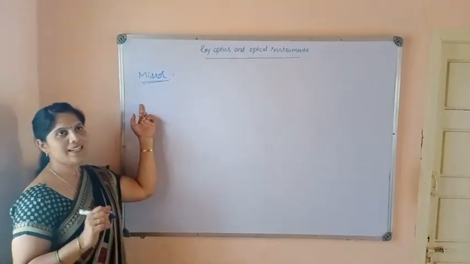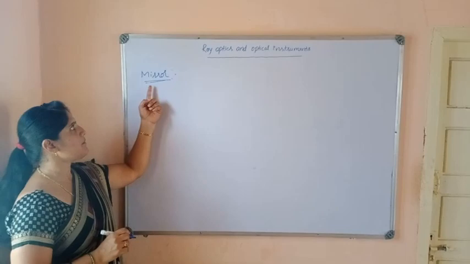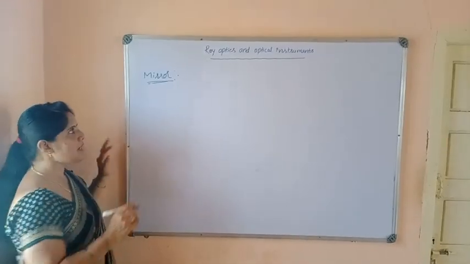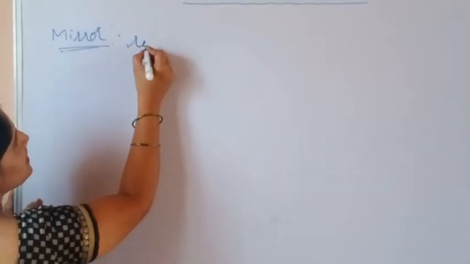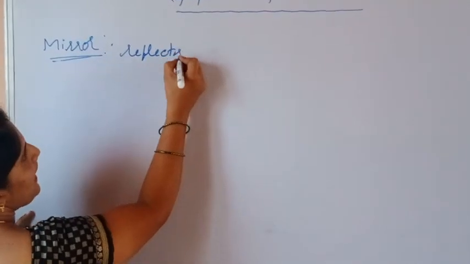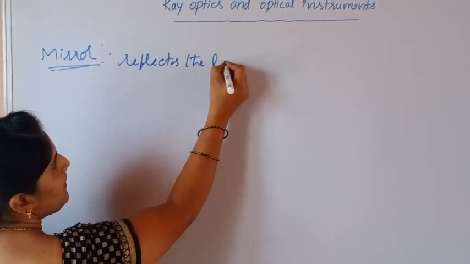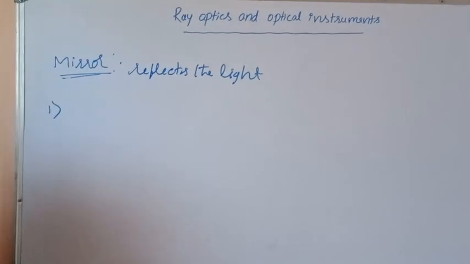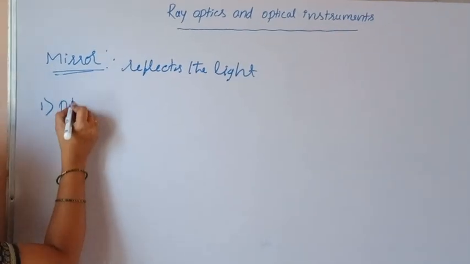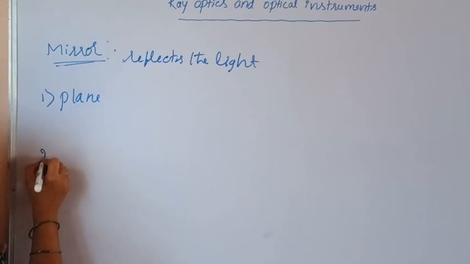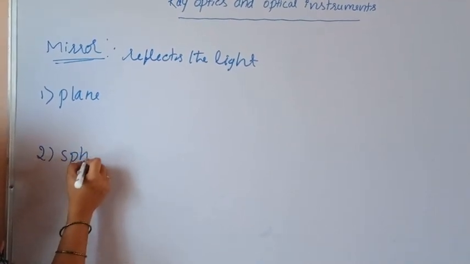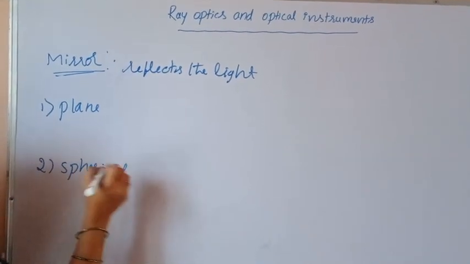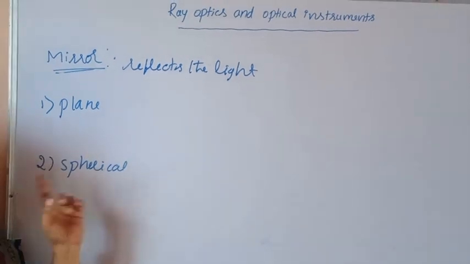Okay. Let us start the next concept, mirror. What is a mirror? A mirror is a device which reflects light. Okay. There are two types of mirror. They are plane mirror and spherical mirror.